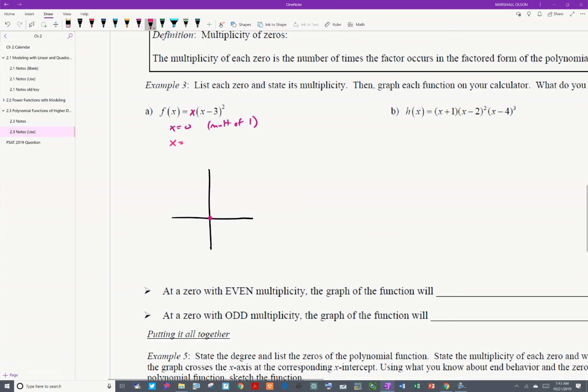So like this, what's our other zero going to be? 3, right? From the x minus 3, set that equal to 0, you get 3, and that has a multiplicity of 2 because of the 2 right there.